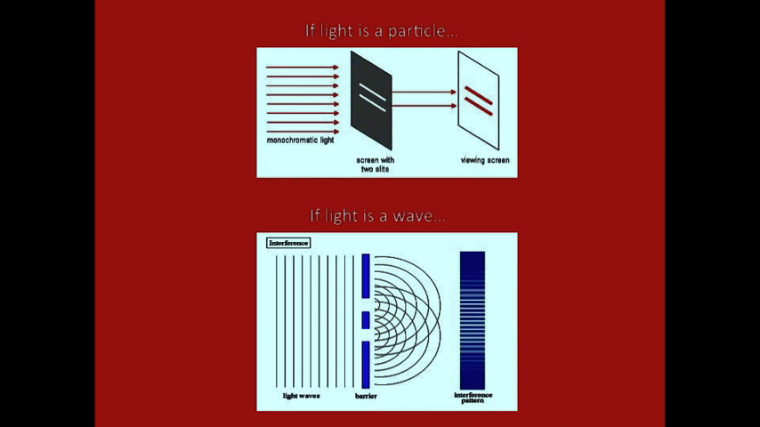If light is a particle, Young was expecting a pattern to be shown on the viewing screen, such as the picture above. If light is a wave, Young was expecting a pattern similar to the picture below, where interference occurred, creating light spots and dark spots on the viewing screen.